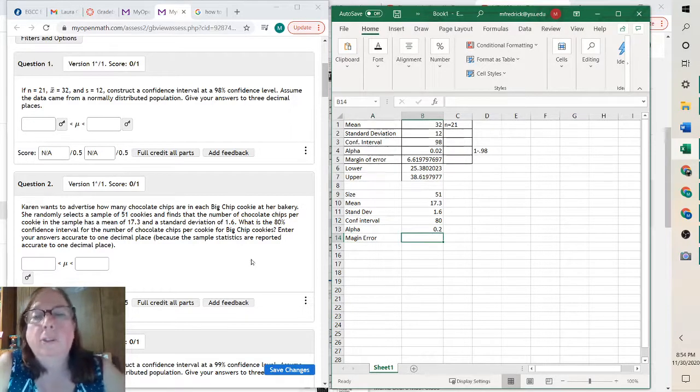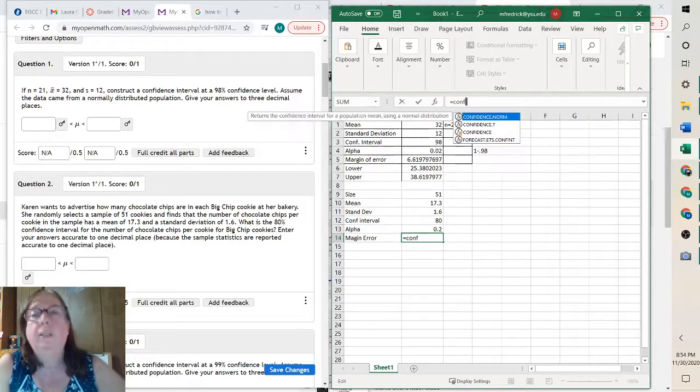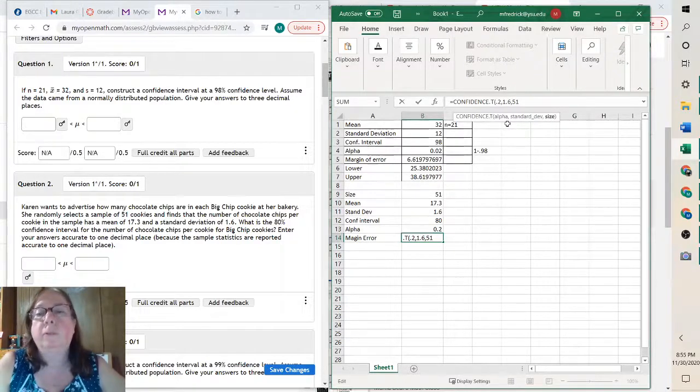Okay, so for margin of error, we go up here and we put equals and we start to type confidence, and then it'll come up and you want the T. And then you put your alpha, 0.2, comma, your standard deviation, which was 1.6, and your sample size, which was 51.